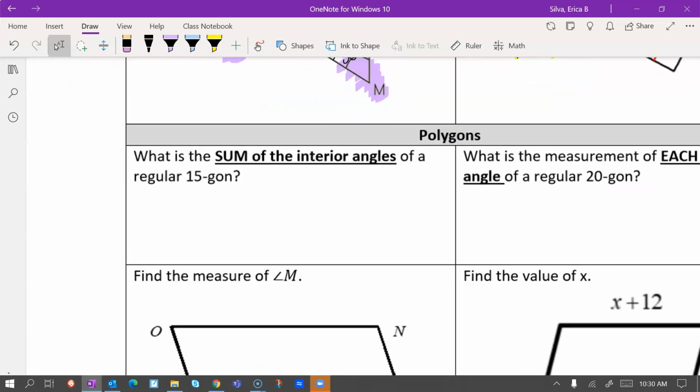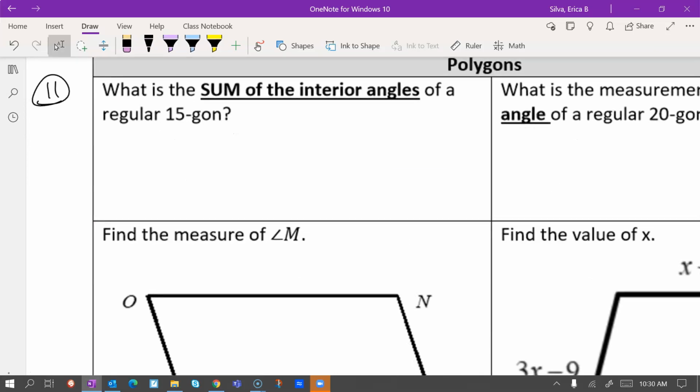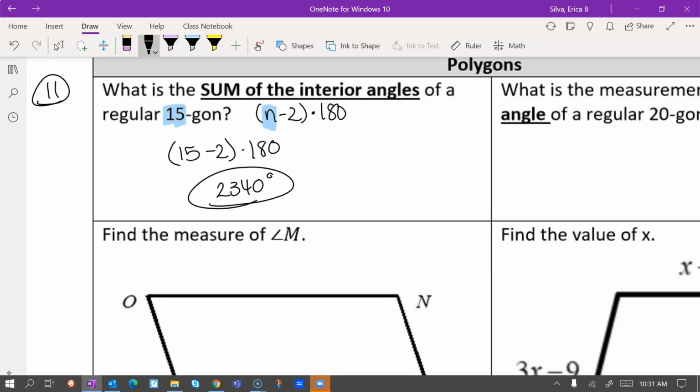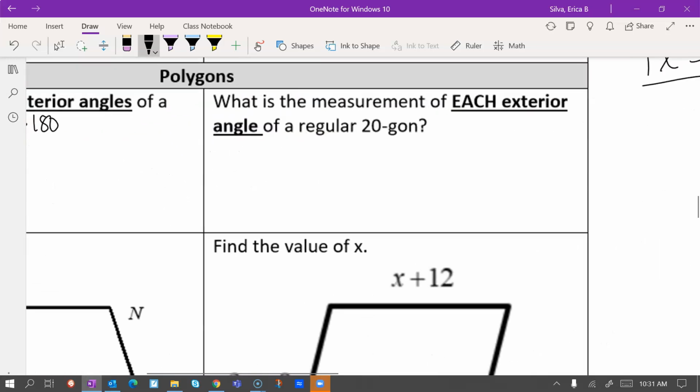The next one is number 11. Sum of interior angles of a regular 15-gon. So remember, we get n minus 2, n representing the number of sides. And then because they create triangles, we want to multiply it by 180 degrees. So my equation is 15 minus 2 times 180. 13 times 180 is 2,340 degrees. So that would be the sum of interior angles of a 15-gon.